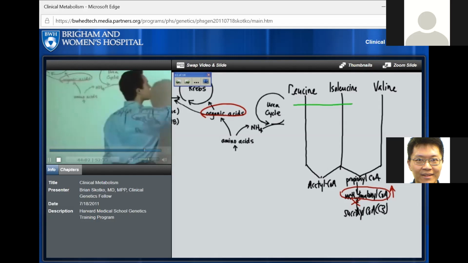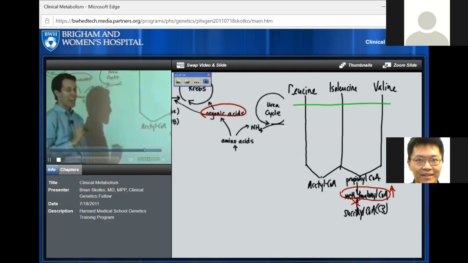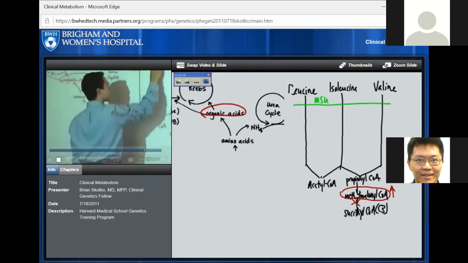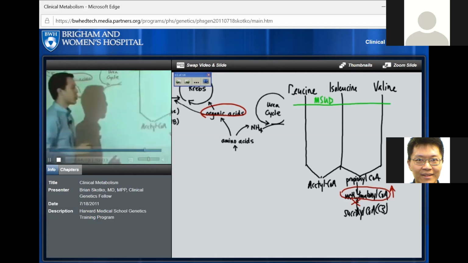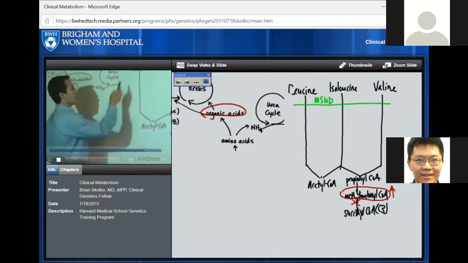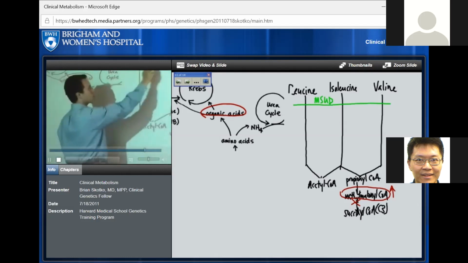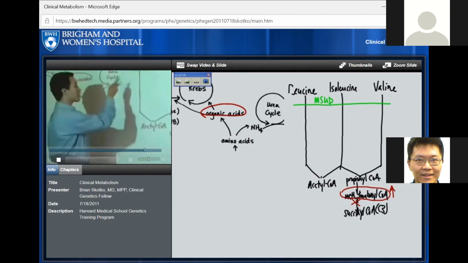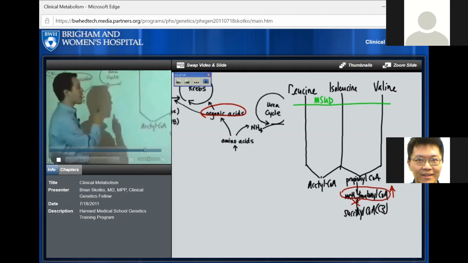If we were to have something that cuts all of those, an enzyme that isn't working in those pathways, this is called maple syrup urine disease. And as you would predict, these individuals can't break down leucine, isoleucine, and valine. So you say, well, the treatment should be to make sure they're not taking protein or they don't have a formula or a diet that is rich in leucine, isoleucine, and valine. And that's the right answer.